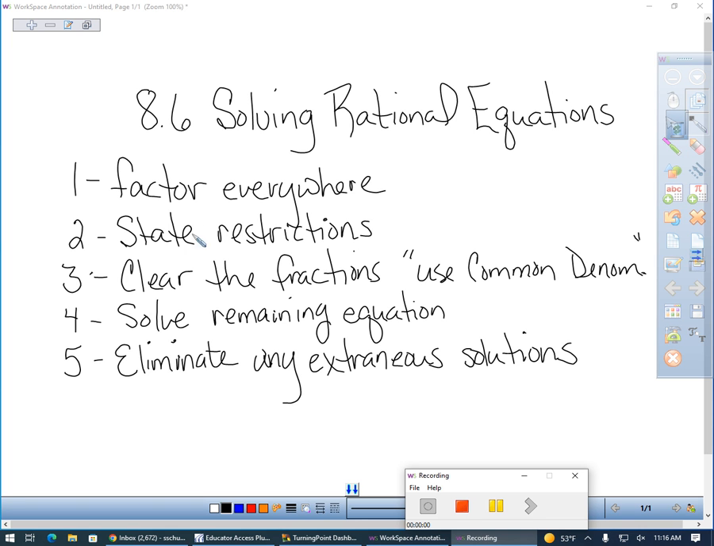Step two, we're going to state those restrictions. Remember, the restrictions are when there's a variable in the denominator and what makes the denominator 0. Three, we're going to clear the fractions using the common denominator. Four, we're going to solve the remaining equation. And then five, we're going to eliminate any extraneous solutions. Extraneous solutions are solutions we get that are one of the restrictions. We have to get rid of it.